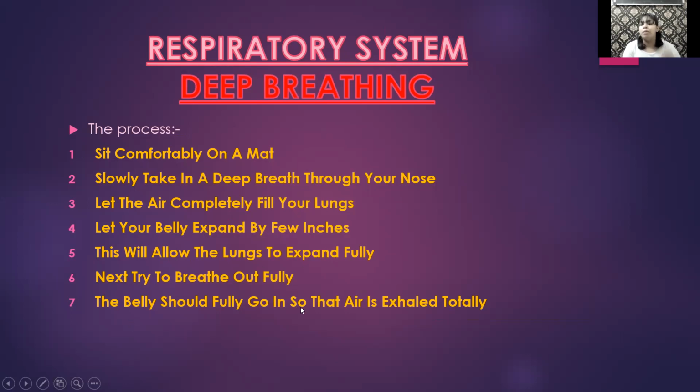Next, try to breathe out fully and the belly should go in so that the air is exhaled totally out. So your deep breathing consists of you sitting straight, breathing in fully. Make sure the air reaches the lungs and your belly is a little poked out, and then when you're breathing out, make sure your belly goes in completely and you're bringing out all the air that you breathed in. So this is about deep breathing.